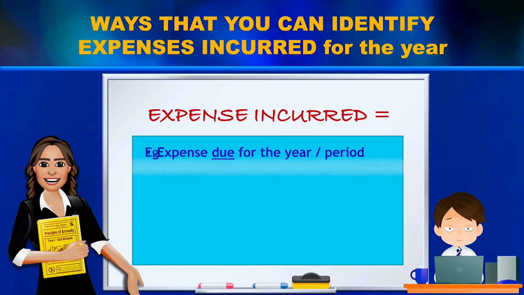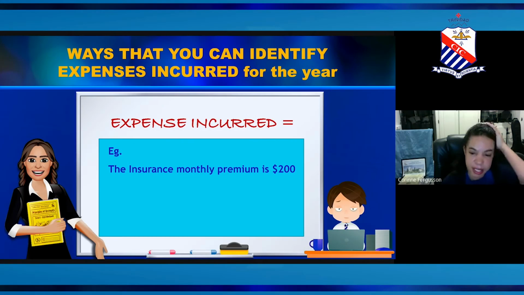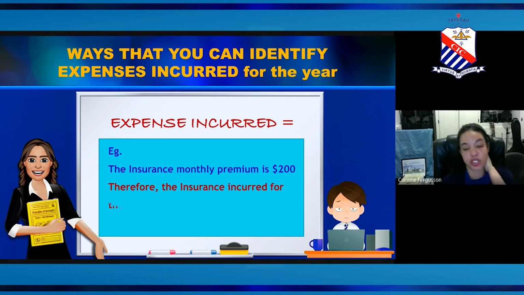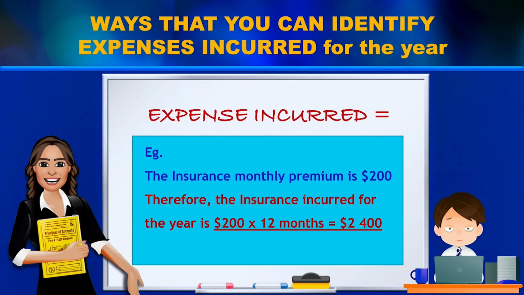In fact, I think I have an example for you in terms of two things. So for example, the insurance monthly premium is $200. All right, so what would be the insurance incurred for the year? Simply, they gave you the monthly premium, which is $200. So for the year, you just multiply by 12 months, and therefore your incurred amount will be $2,400.